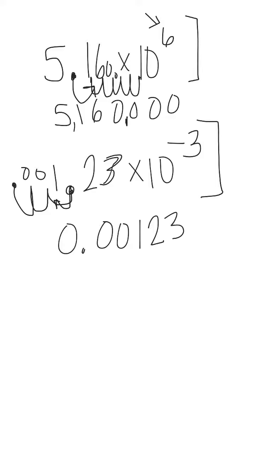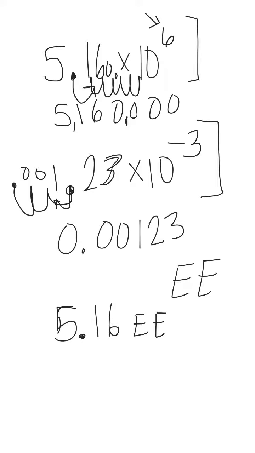Now, when you put this in your calculator, and all of you have different calculators, you're going to use a different button. And most of the time on your calculators, it looks like this. So you would put 5.16, and then you would hit the EE button on your calculator, and then the number 6, and then the enter button. We'll practice this in class.